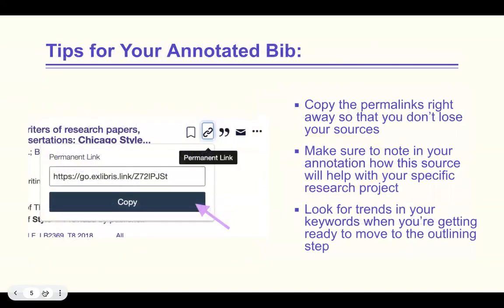Once you've met with a Kenyon librarian, you can start an annotated bib. The first thing you should do when compiling an annotated bib is make sure to copy the permalinks right away so that you don't lose your sources. We have sort of an image of how to do that on the left. You should then make sure to note in your annotation how this source will help with your specific research project. And lastly, you should include keywords that offer you the opportunity to look for trends when you're getting ready to move to the outlining stage.